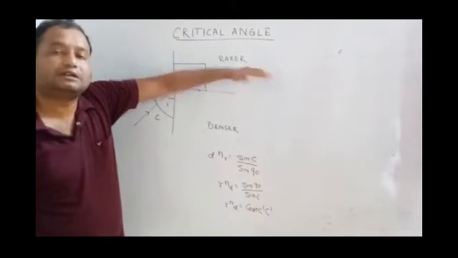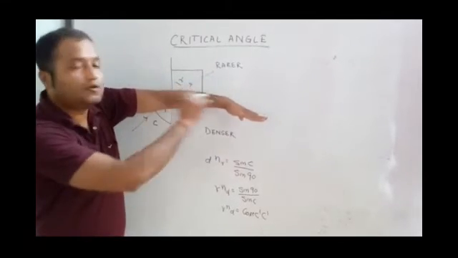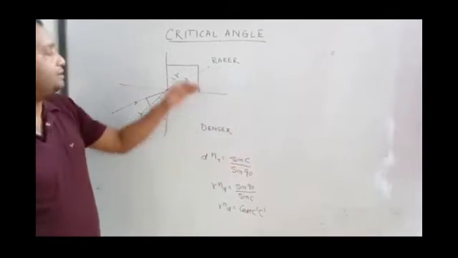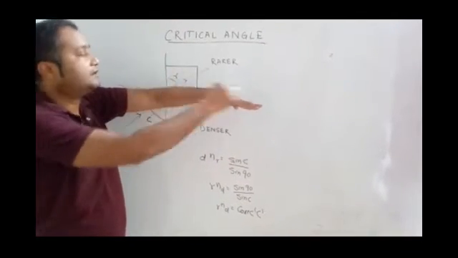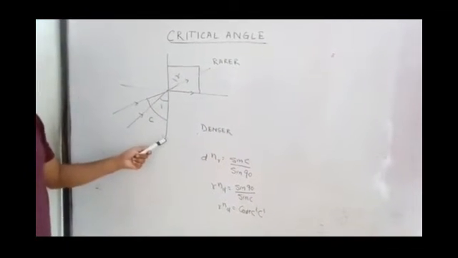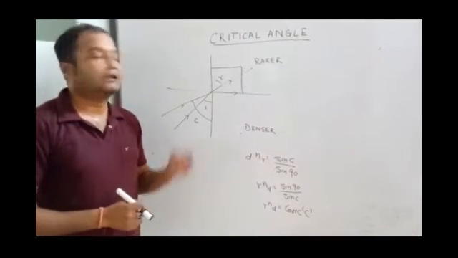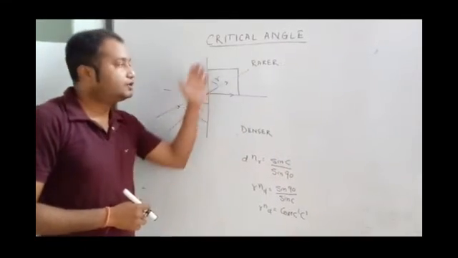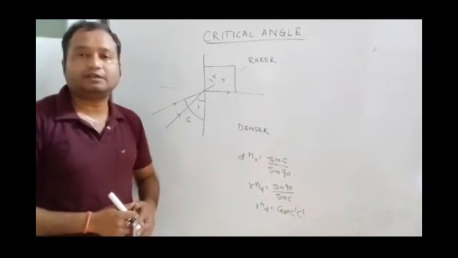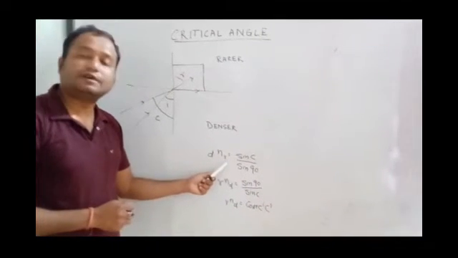There comes a particular time when the refracted ray just overlaps the boundary separating the rarer and denser medium. In this case, the angle between the normal and the refracted ray becomes 90 degrees. Such a particular angle of incidence is known as the critical angle. So the condition for critical angle is that the ray of light should start from the denser medium, enter the rarer medium, and the angle of refraction should be 90 degrees. Remember these two conditions.